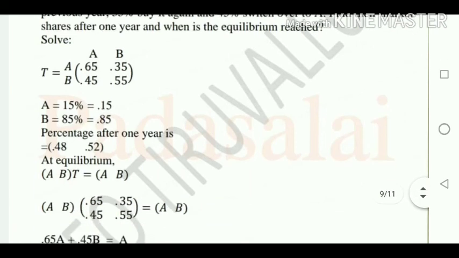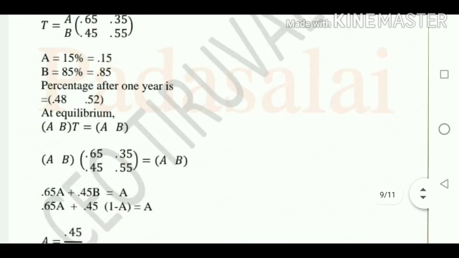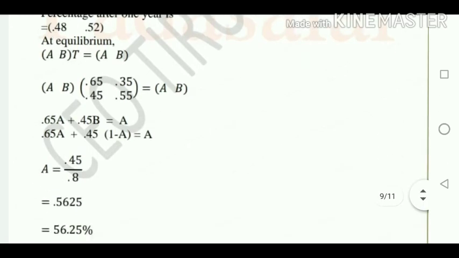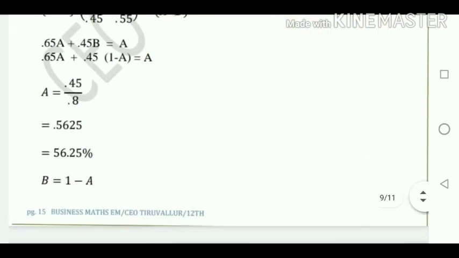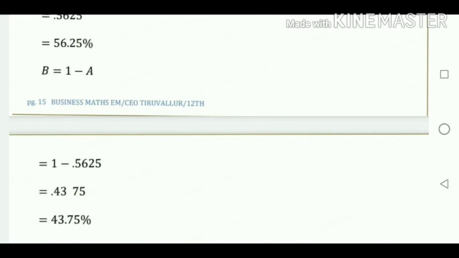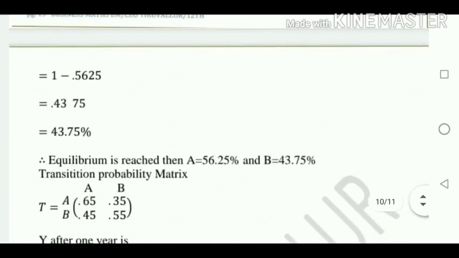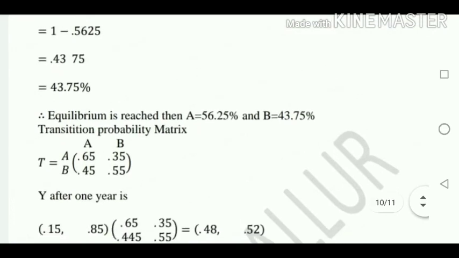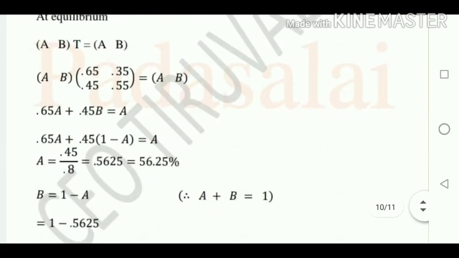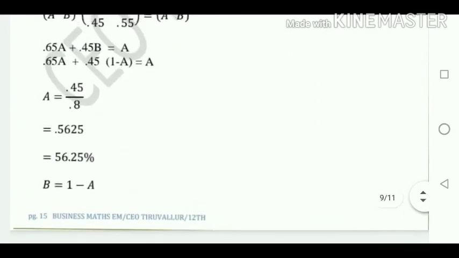So AB into T equal to AB. So here the transition probability is 0.65, 0.35, 0.45, 0.55 into AB. The value of A equal to 0.45 by 0.8, that is 0.5625, 56.25 percentage, and the value of B equal to 43.75 percentage. So equilibrium is reached when A equal to 56.25% and B equal to 43.75%. The transition probability matrix T is given; after 1 year means you multiply this by 0.15 and 0.85. Okay, so this is the way you have to find the value after 1 year.